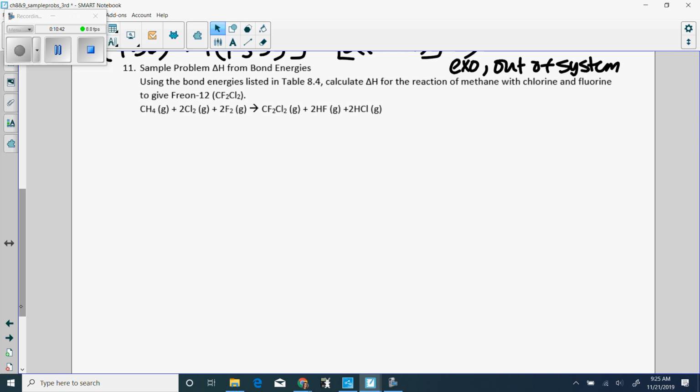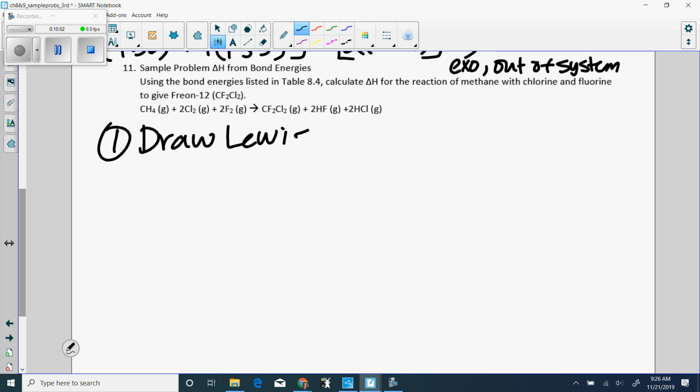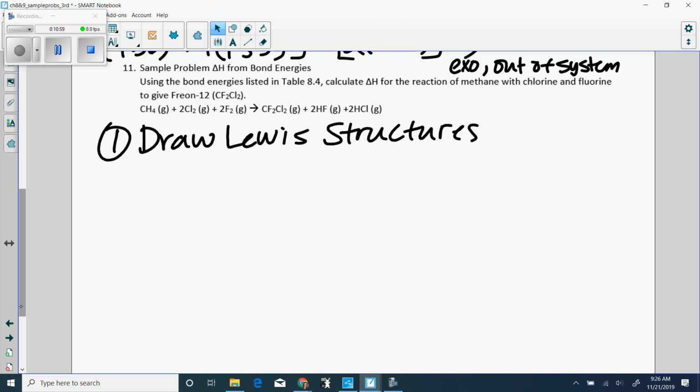Okay, so the reason this fits into this unit is because the first thing that you have to do is draw all the Lewis structures, because you need to know whether it's a single or a double bond. Maybe you are good enough that you can just know without drawing, but just to be safe, I would suggest that you draw them. It says using the bond energies listed in 8.4, which is the chart I printed for you, calculate enthalpy for the reaction of methane with chlorine and fluorine to make freon.